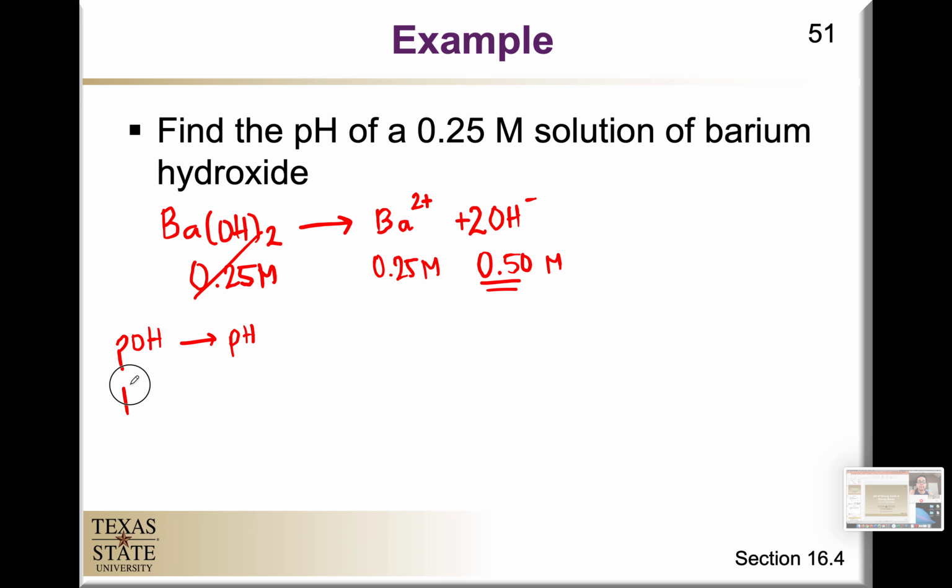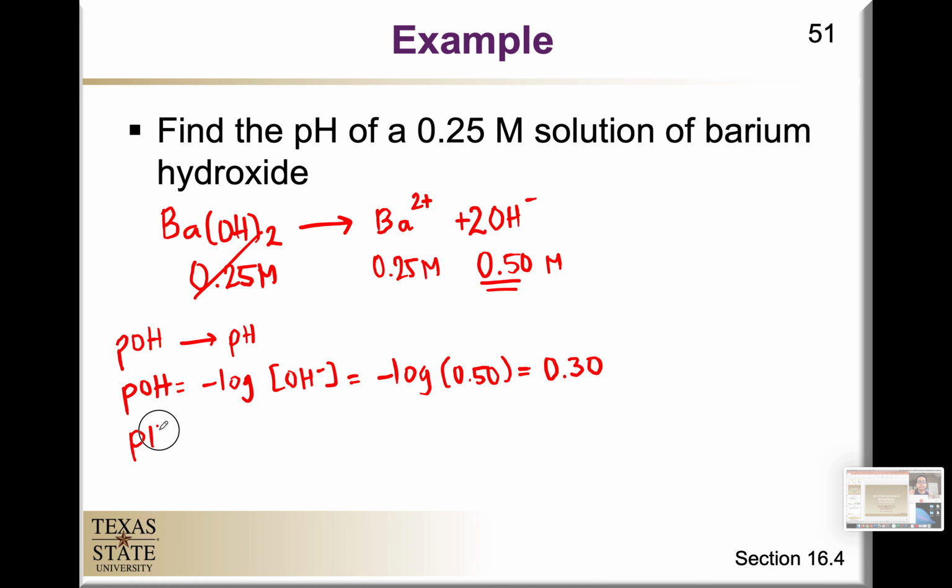Basically, we're going to find the pOH by taking the negative log of the hydroxide ion concentration, which in this case is the negative log of 0.50, and that gives us a value of 0.30. From there, we find the pH by utilizing the equation that says 14 minus my pOH, which is going to be 14 minus 0.30, and that gives us a value of 13.70. That is our answer.